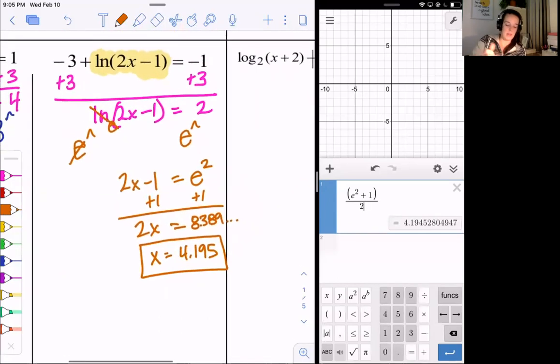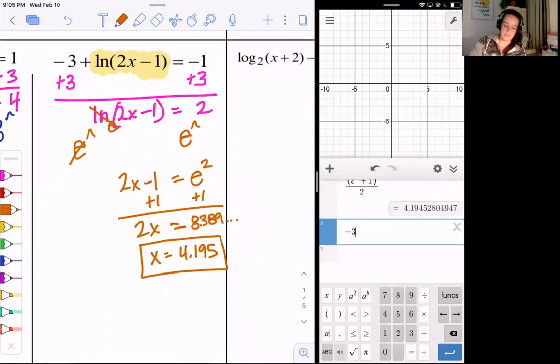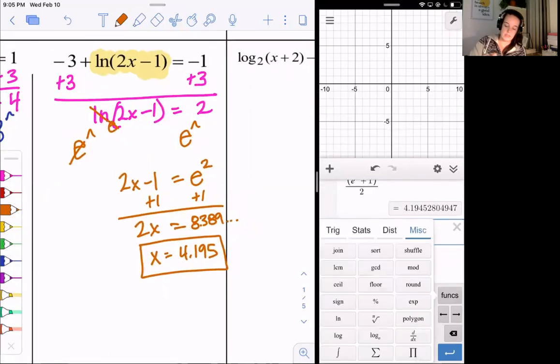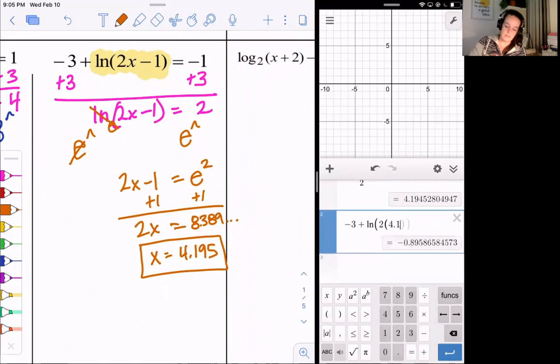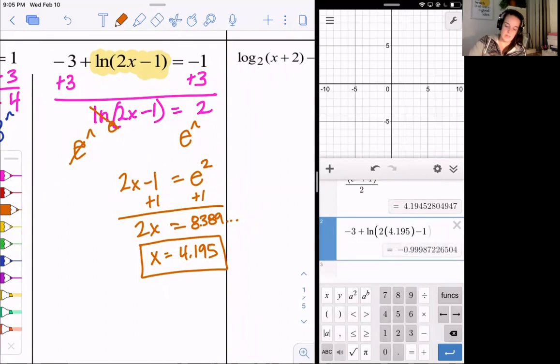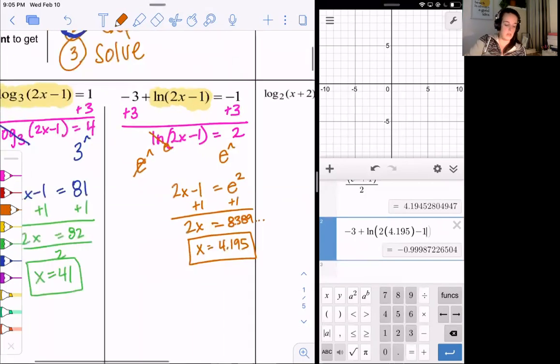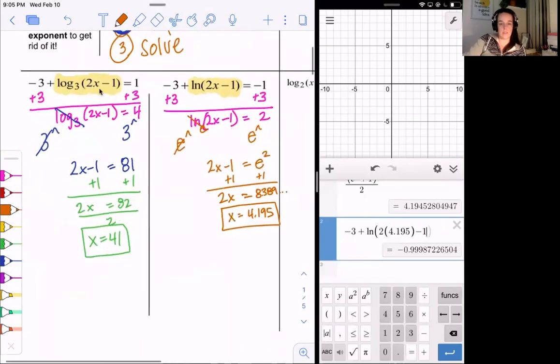If I was to take that number and plug it in, so -3 plus the natural log of 2 times 4.195 minus 1, I should get something roughly similar to -1. I'm not getting exactly the same answer since I didn't type in this entire number, since the number is irrational. So that is how I would do this if there is just one log in the problem.